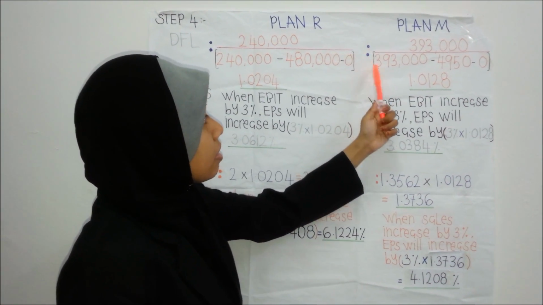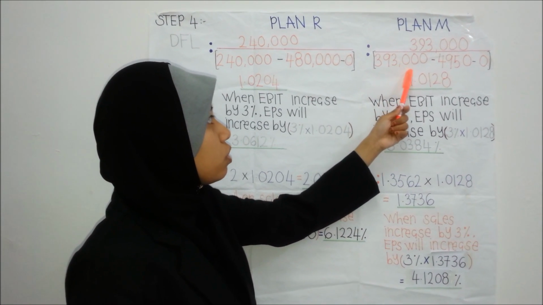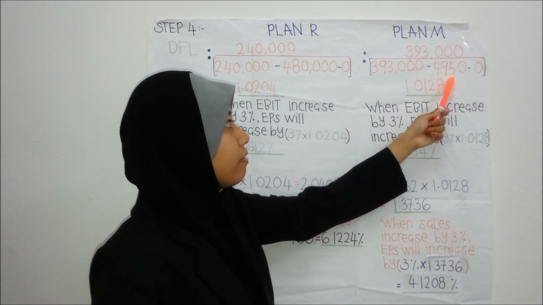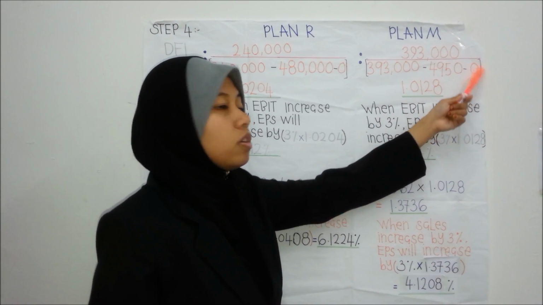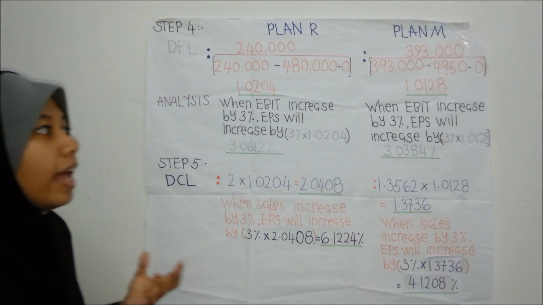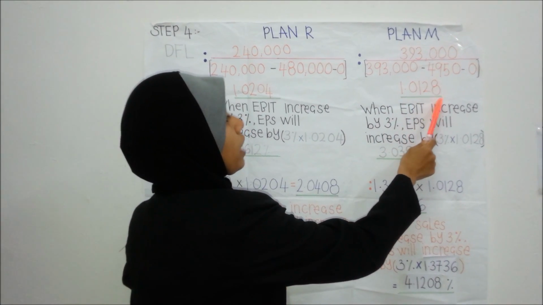And for plan M, we have to do the same, using the same formula, EBIT divided by 393,000 minus 4,950 and minus 0. 0 is also the preference dividend, and we assume it as 0. And then you will get 1.0128.